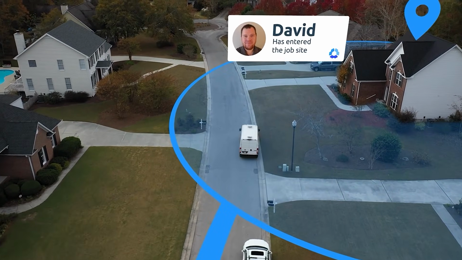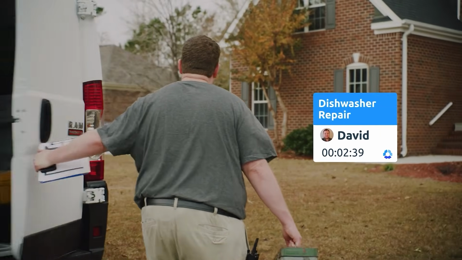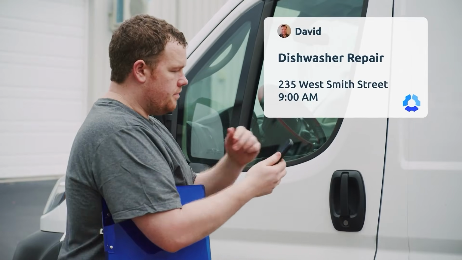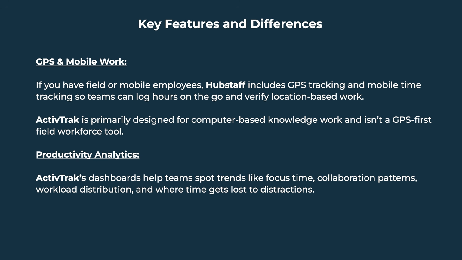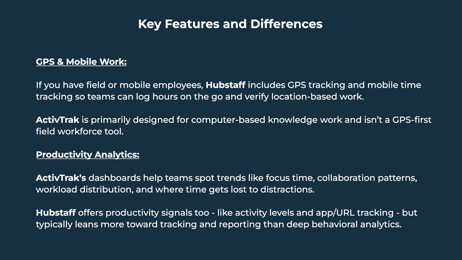GPS and mobile work. If you have field or mobile employees, Hubstaff includes GPS tracking and mobile time tracking so teams can log hours on the go and verify location-based work. ActivTrak is primarily designed for computer-based knowledge work and isn't really a GPS-first field workforce tool. Productivity analytics. ActivTrak's dashboards help teams spot trends like focus time, collaboration patterns, workload distribution, and where time gets lost to distractions. Hubstaff offers productivity signals too, like activity levels and app and URL tracking, but typically leans more toward tracking and reporting than deep behavioral analytics. If you want insights for guided coaching and process improvement, ActivTrak is worth a closer look.